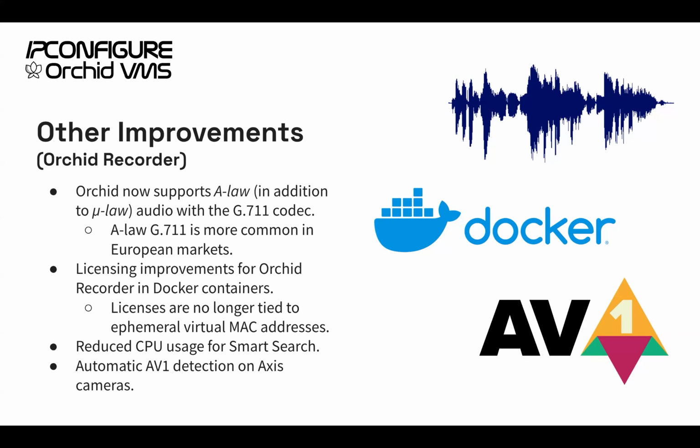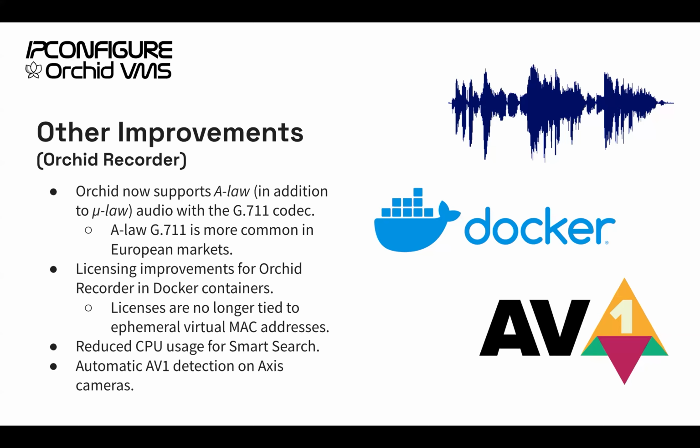New in 25.6, Orchid is a little bit more intelligent about trying to distinguish between a MAC address that's actually a physical network interface versus an ephemeral virtual MAC address like might be provided in a Docker container. And in 25.6, we ignore those virtual MAC addresses so that your license will not become invalidated in a Docker container.